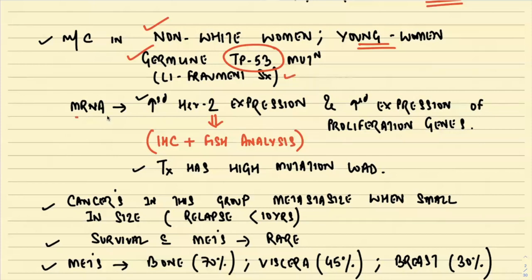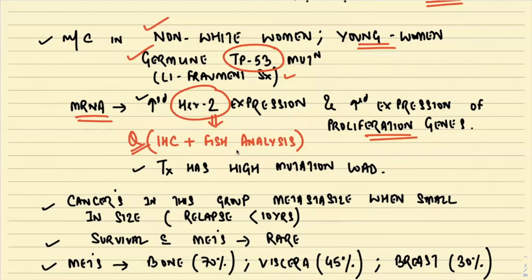So if you go through the mRNA study, you are going to see an increased amount of HER2 expression and an increased expression of proliferation genes. So not only the proliferation is increased, but also HER2 expression is increased. How do you detect the HER2 presence? By doing immunohistochemistry or even the FISH analysis, that is, fluorescent in situ hybridization analysis.